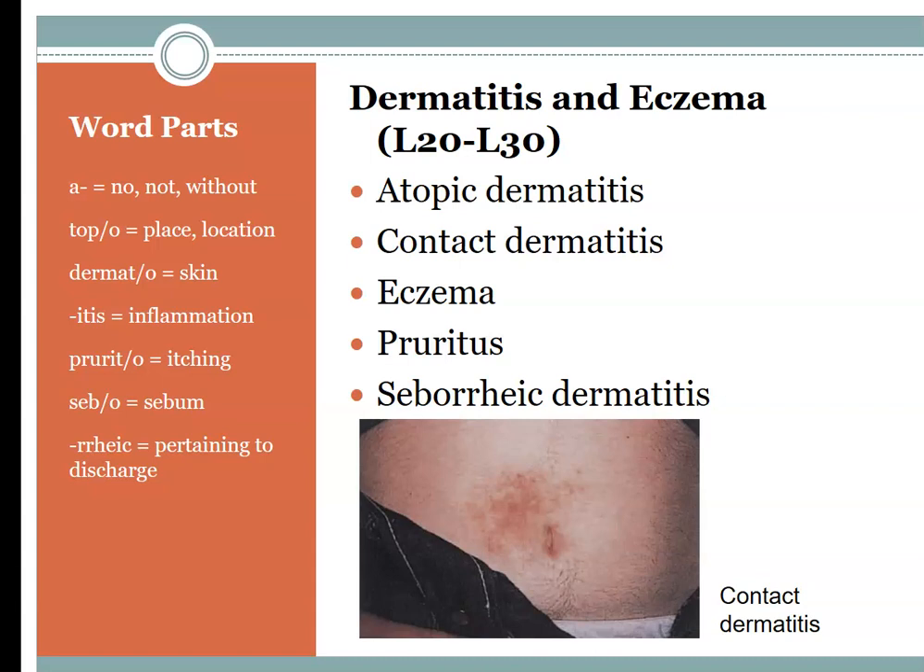Dermatitis and eczema. Atopic dermatitis is a chronic pruritic superficial inflammation of the skin that usually occurs in families that have a history of allergic disorders. Contact dermatitis is an inflammation of the skin that occurs as an irritant or allergic response. Eczema is a superficial inflammation of the skin characterized by vesicles, lesions that weep, and pruritus.